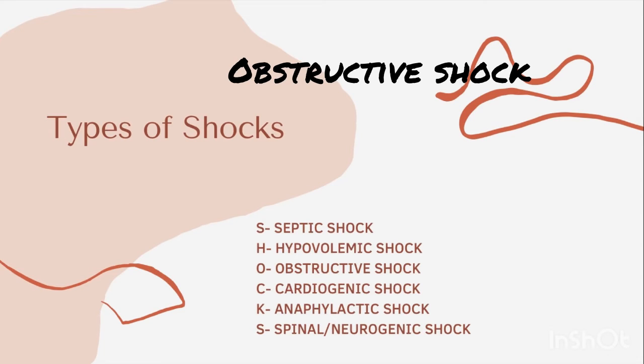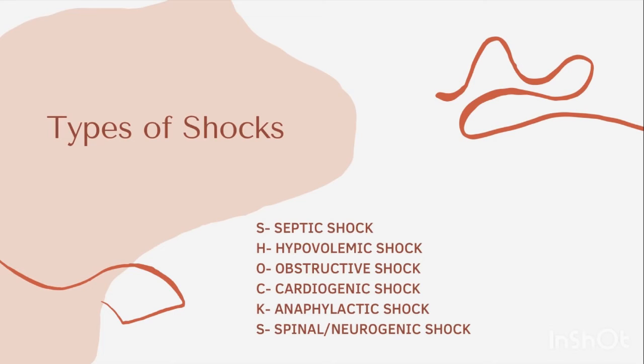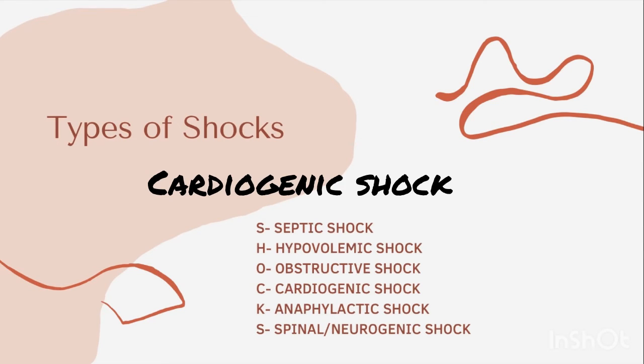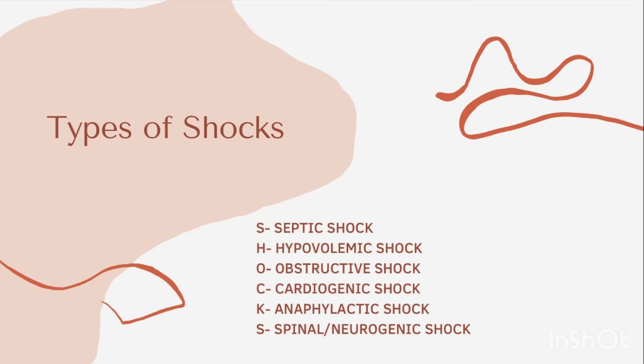Obstructive shock is a form of shock associated with physical obstruction of the great vessels or the heart itself. Pulmonary embolism and cardiac tamponade are considered forms of obstructive shock. Obstructive shock is commonly grouped together with cardiogenic shock, which is a serious condition that occurs when your heart cannot pump enough blood and oxygen to the brain, kidneys, and other vital organs. It is a medical emergency and should be treated immediately.